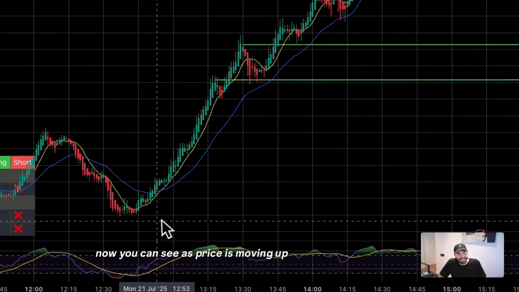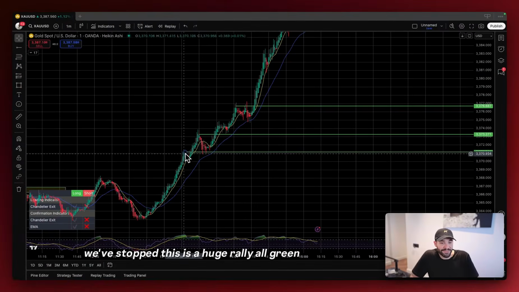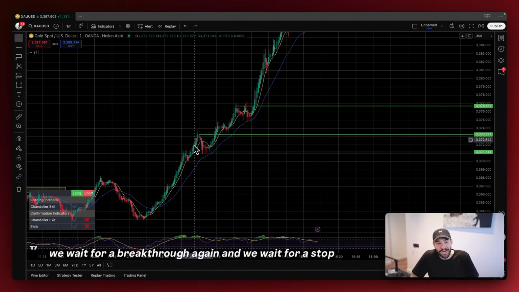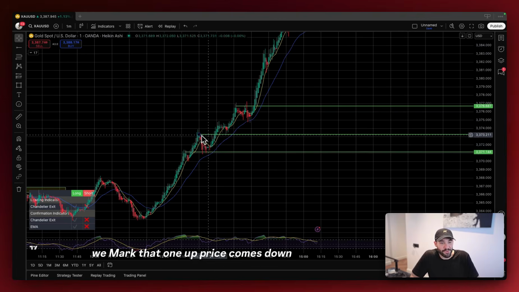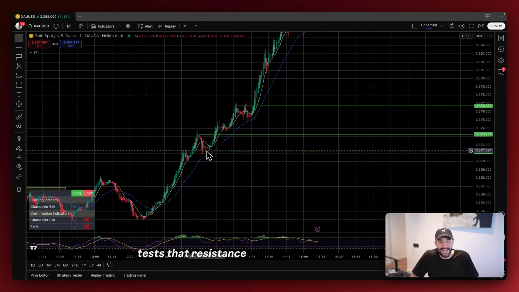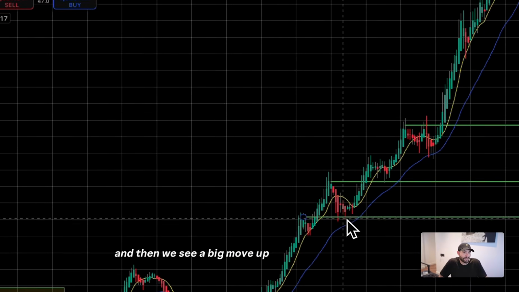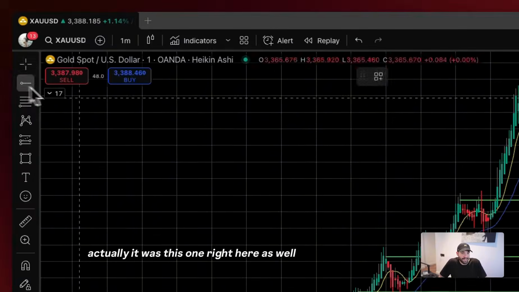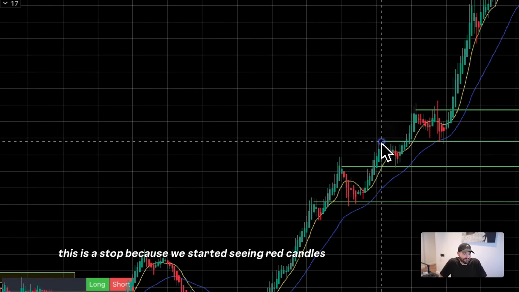Now you can see, as price is moving up, we've stopped. This is a huge rally, all green. We've stopped, we mark it up. We wait for a breakthrough again, and we wait for a stop, we mark that one up. Price comes down, tests that previous resistance as support right here, and then we see a big move up. So this would have been your entry. Again, we break through. Actually, it was this one right here as well. This is a stop because we started seeing red candles.